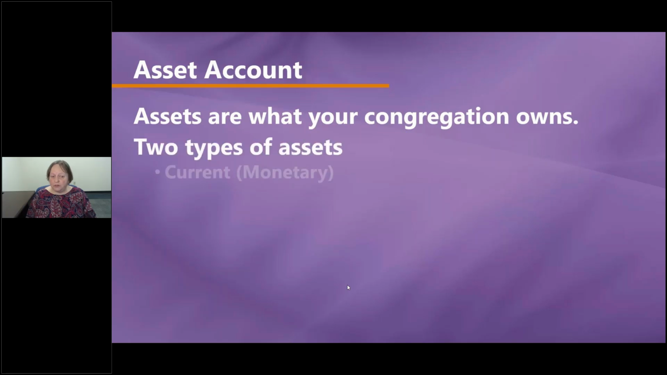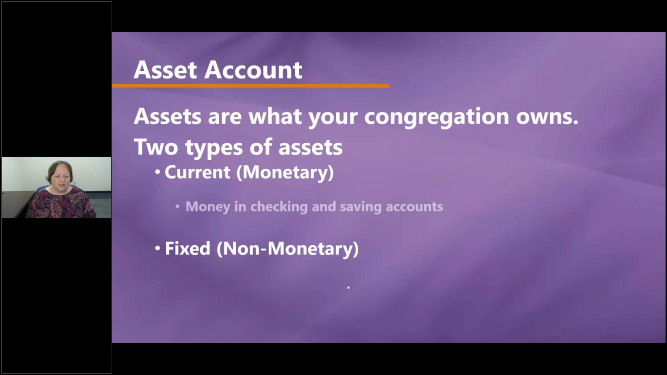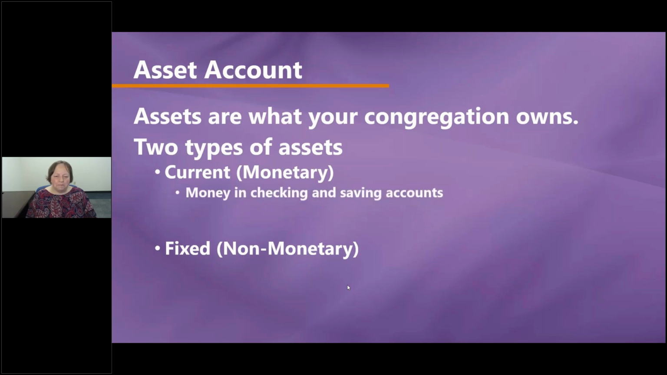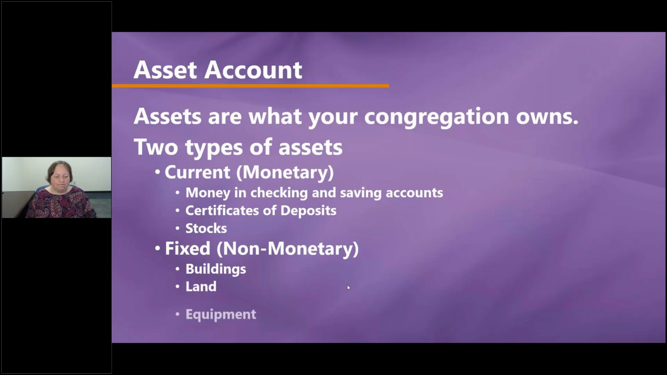There are 2 types. They can be your monetary assets, which is what you have in your bank account, or in your cash box for your petty cash or whatever. And then fixed assets are a different thing, non-monetary assets. Let's talk about your money in your checking and savings account under current assets, and your certificates of deposit, investments, things like that. That's all your current assets. Then your fixed assets are things like your church building or land that you own, or any other kinds of physical things that are assets to your church.